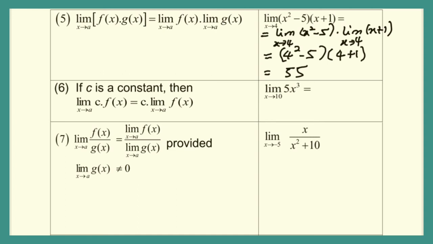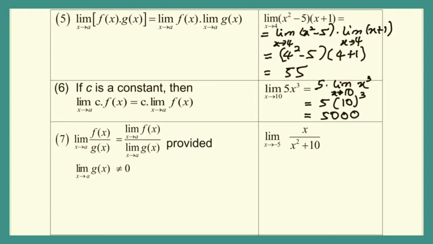Property number 6. If c is a constant, then limit of c times f(x) as x approaches a is equal to c times the limit of f(x) as x approaches a. For example, limit of 5x cubed as x approaches 10 is equal to 5 times limit of x cubed as x approaches 10, which is equal to 5 times 10 cubed. 5 times 1000 is 5000.